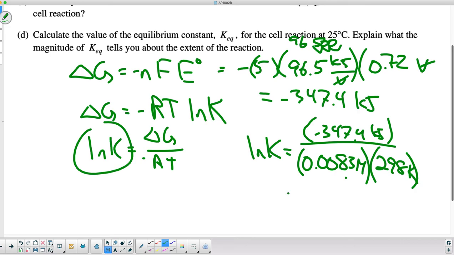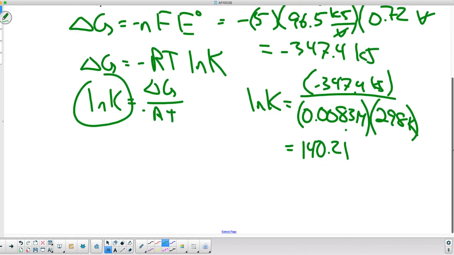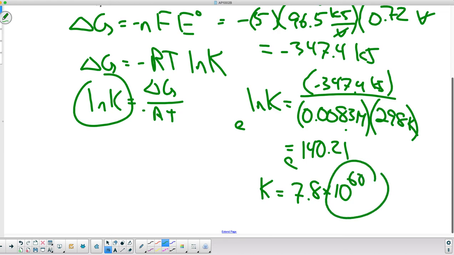When I multiply all of this out, what I end up with is my natural log of K at 140.21, or something very close to that. Now, 140.21 for the natural log of K means I have to put that to the e. So K actually equals something like this. This is an outrageous number. Notice how big this is. Times 10 to the 60 literally means 7.8 and then 59 zeros.